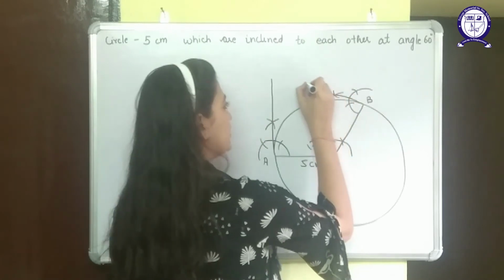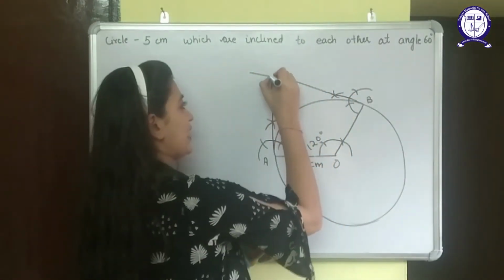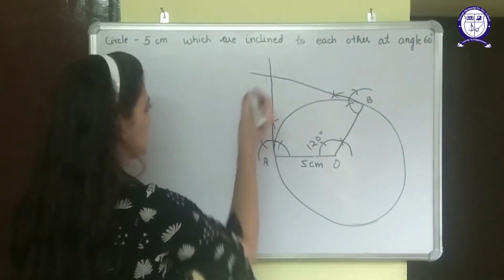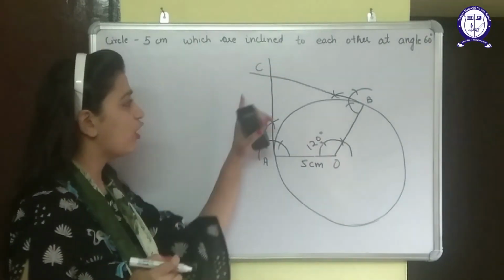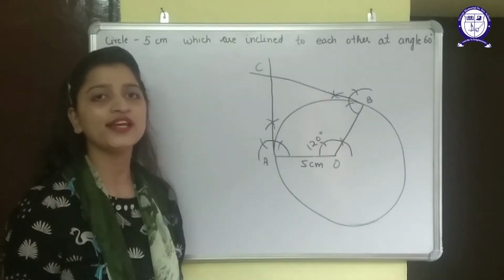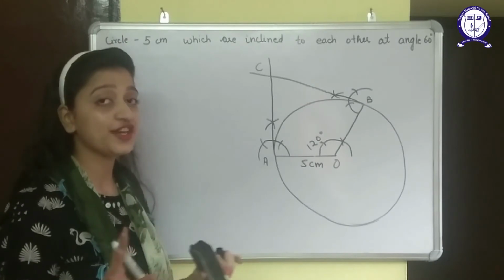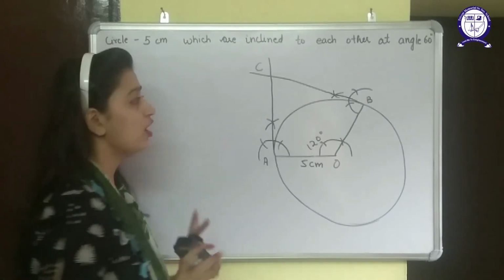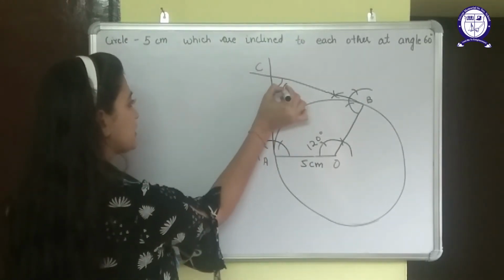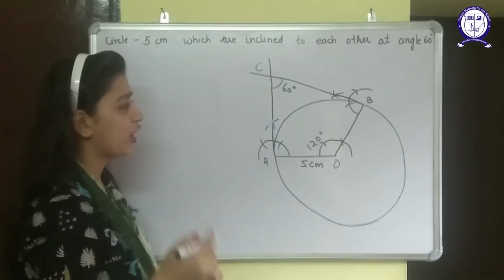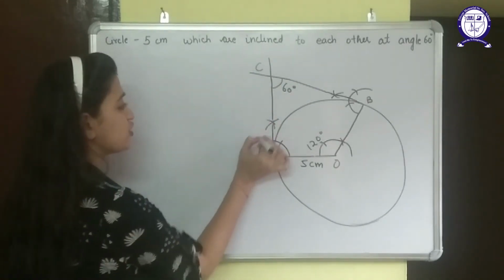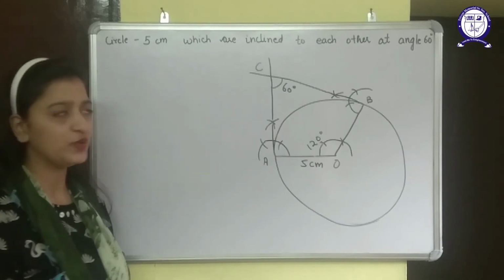When you join these lines and they intersect at this point, suppose C, this angle will automatically come out to be 60. You can also measure it by your protractor. Okay, this angle will be 60 degree. Okay, so this is the construction of this question. Quite different from the previous one.